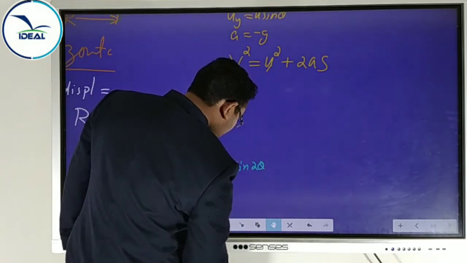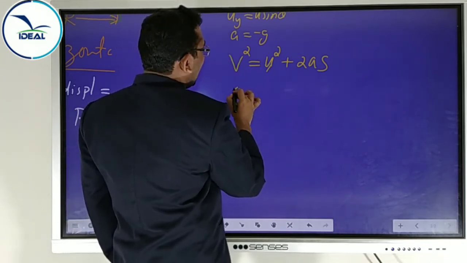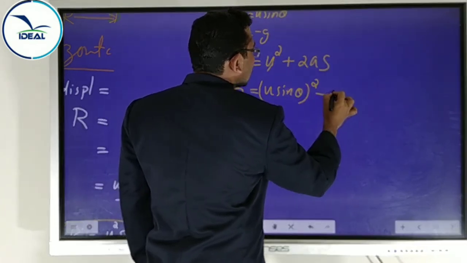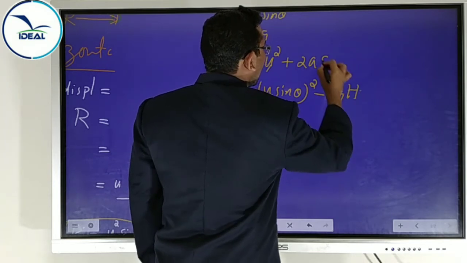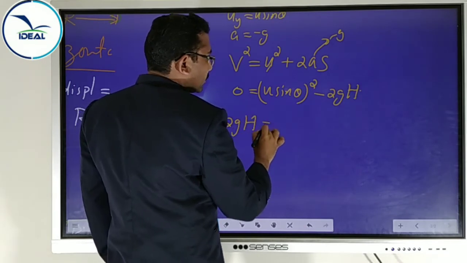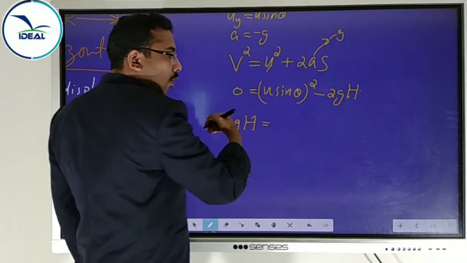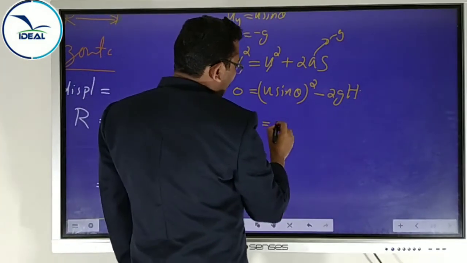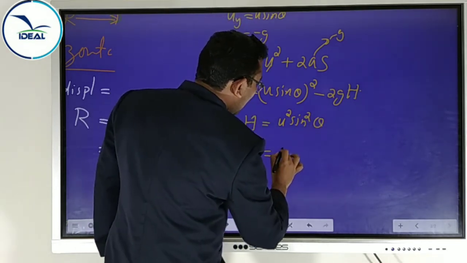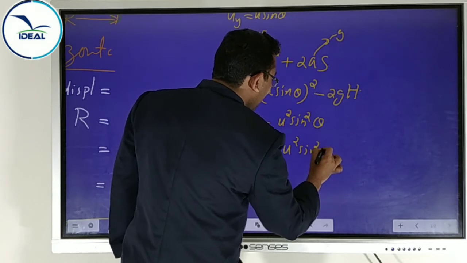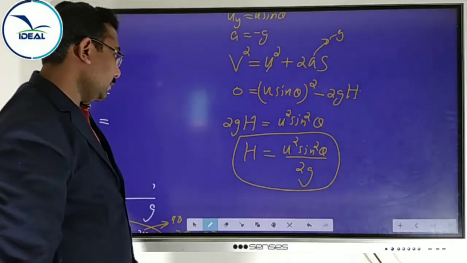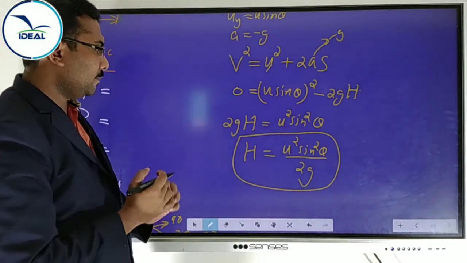We got the derivation. 0 equal to u sin theta all square minus 2gh, since a is equal to minus g. Bring the minus 2gh to the left side. We got 2gh equal to u square sin square theta. That is, h equal to u square sin square theta by 2g. This is the equation of maximum height.